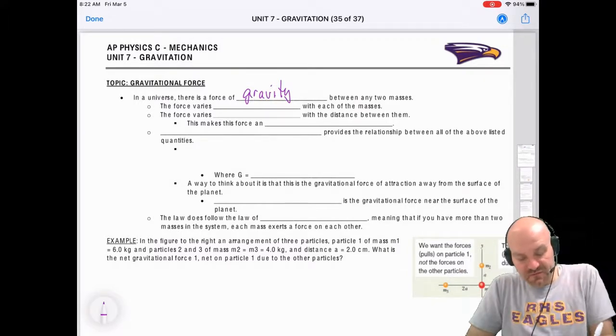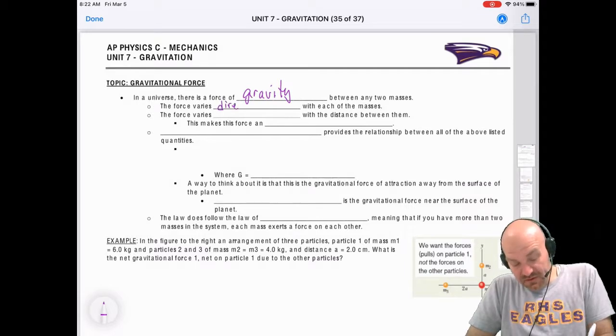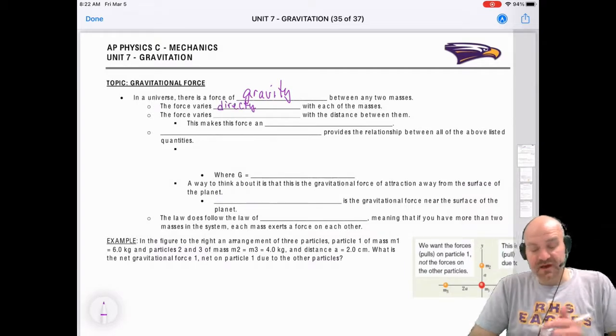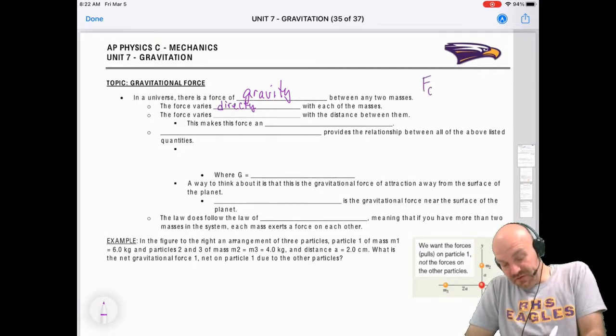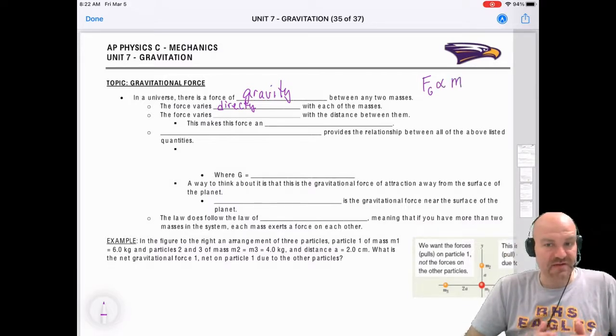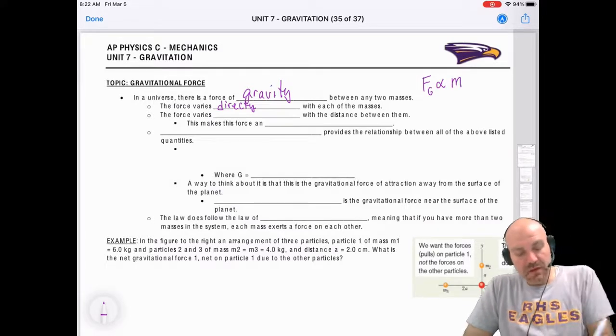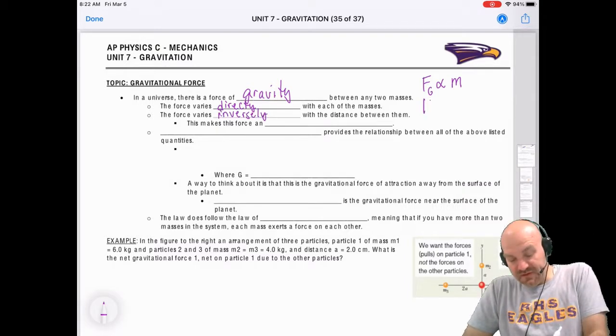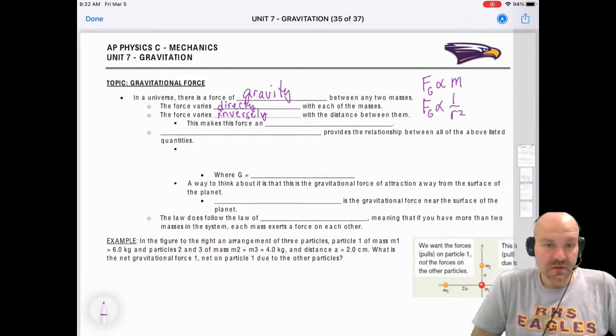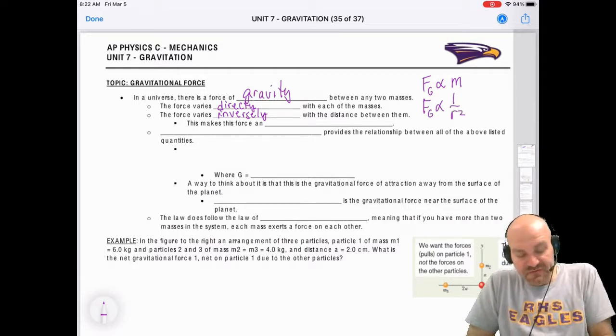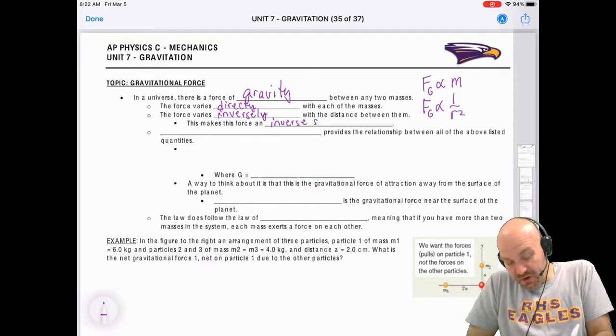So the force varies directly with each of the masses. We say the force of gravity varies directly with mass, so as mass goes up, force goes up. But it varies inversely with the distance between them. In fact, it's inversely proportional to the square of the distance between them. So this force is what we call an inverse square law.